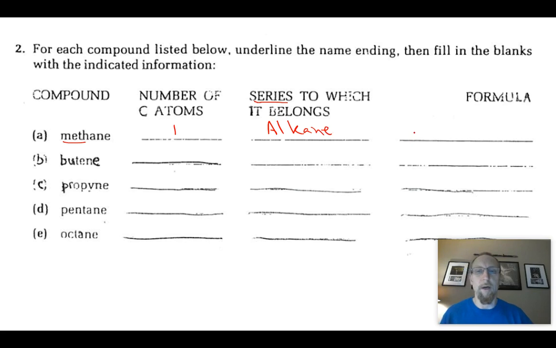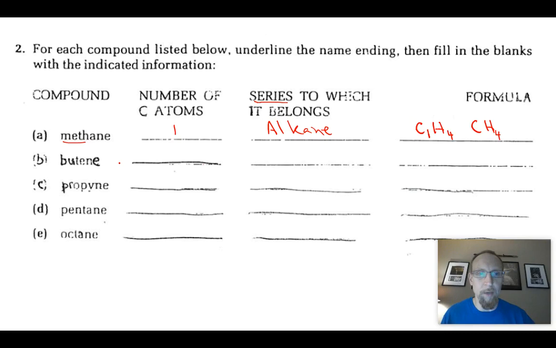And then the formula, I want to know the actual formula, not just the general formula. I want to know the formula of the compound. So for methane, it's an alkane. So you've got to remember, okay, that's CnH2n plus 2. So this would be C1H4, right? 2 times 1 plus 2 is 4. Or you could just, we don't have to put the 1. So you write CH4.